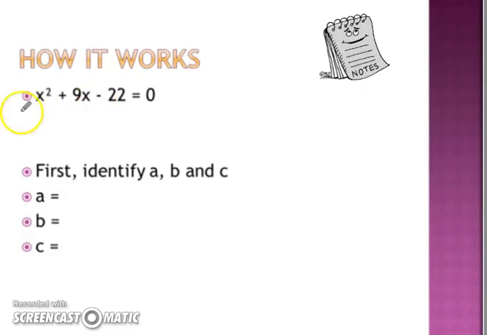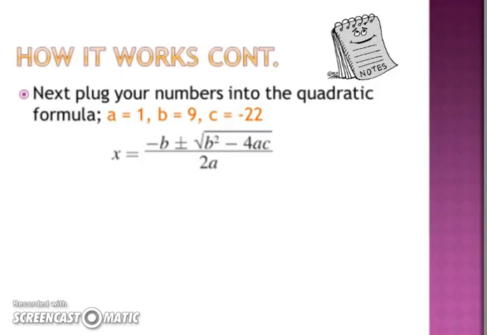So to put this into an example, for x squared plus 9x minus 22, we want to identify a, the number in front of x squared. Since there's not a number there, think of it as being a 1. So a equals 1. B is the number multiplied by x, so b is 9. And c in this case is negative 22. Okay, so your first step, identify a, b, and c. The next step is to continue by using your quadratic formula.